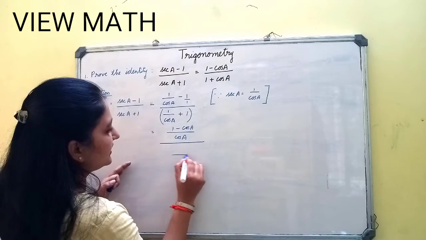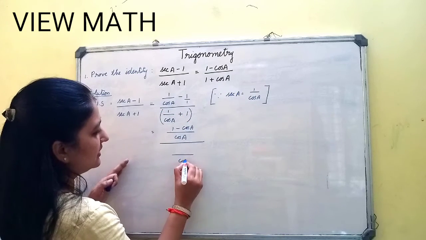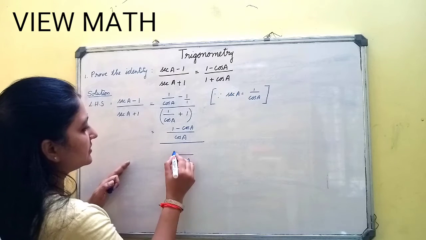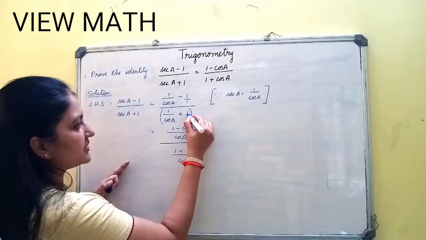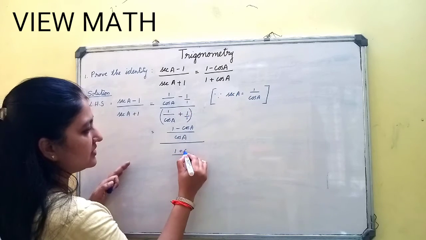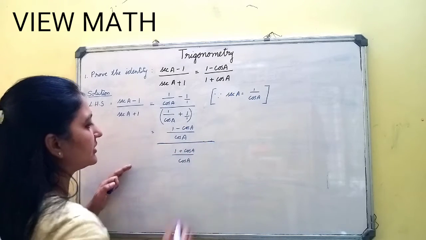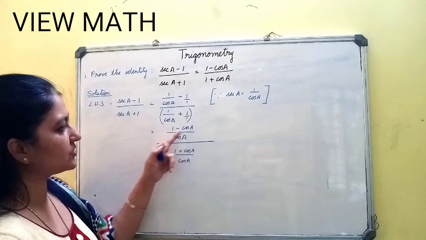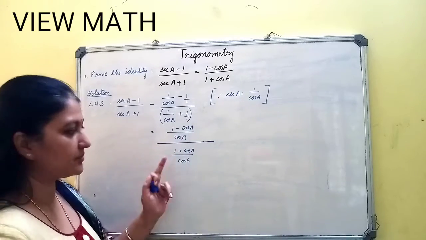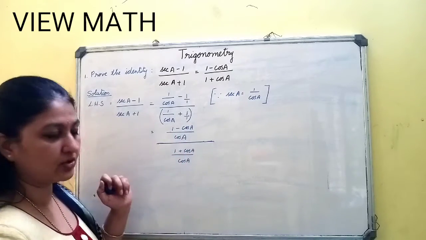The whole thing divided by, again this part you consider. Again for this part I am taking cos A as the LCM. Here 1 plus, I have to multiply this 1 by cos A. So it is cos A. Okay. Now this is the whole thing divided by. Now you are getting (1 minus cos A) by cos A, the whole thing divided by (1 plus cos A) by cos A.